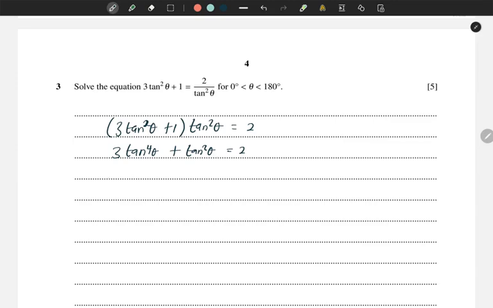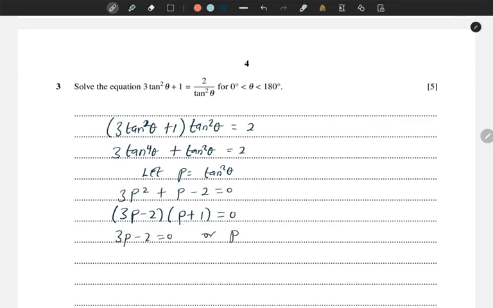Okay, so this forms a quadratic equation, or rather we can reduce this to a quadratic. So let p equal tan squared theta. If you represent tan squared theta to be p, then the equation reduces to 3p squared plus p minus 2 equals 0. So this is a quadratic equation now, which I'm sure can be factorized. Product of minus 6, sum of 1. So this can be written as 3p minus 2 and p plus 1 equals 0. Which means 3p minus 2 equals 0, or p plus 1 equals 0.